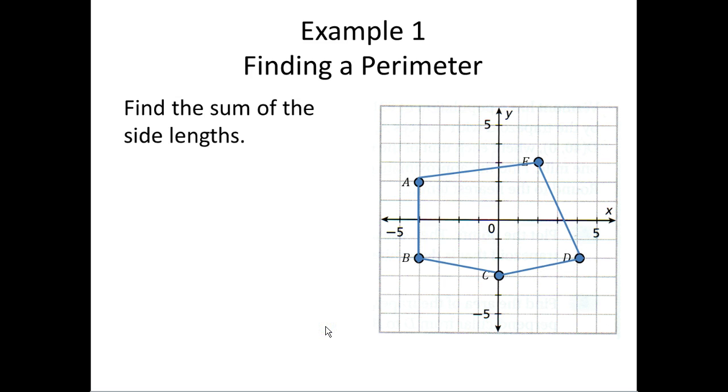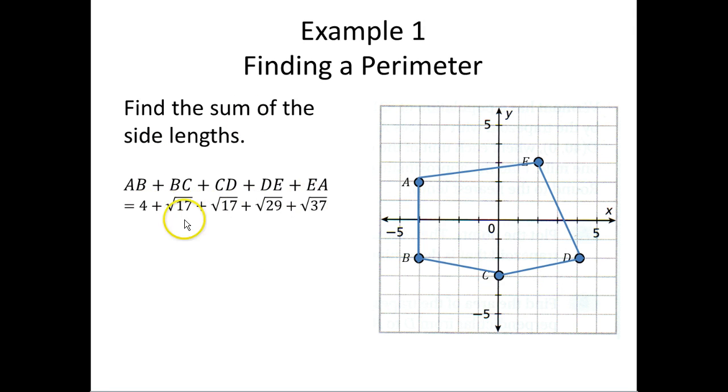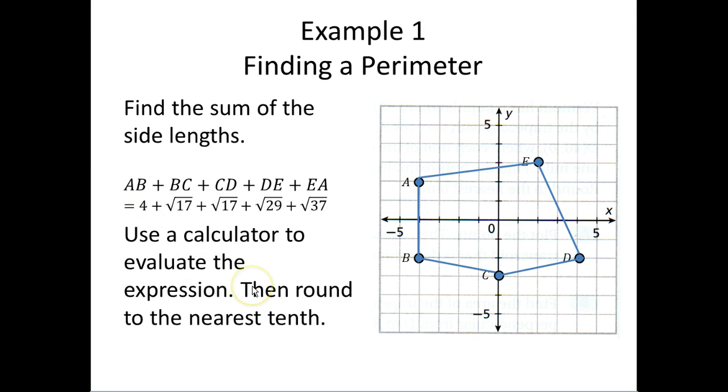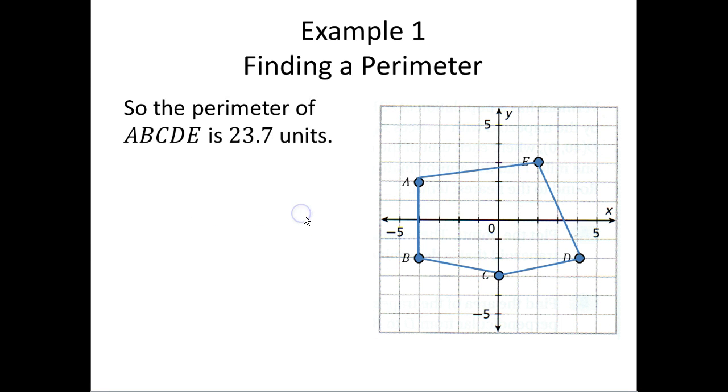Now that I have all the lengths of the individual line segments, I add them together to get the perimeter. So adding these segments together, I get this expression. And then I just use a calculator to evaluate this expression and round to the nearest tenth. So I get that the perimeter of pentagon ABCDE is approximately 23.7 units.